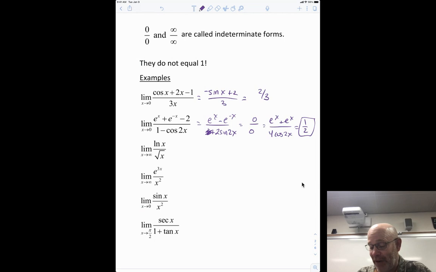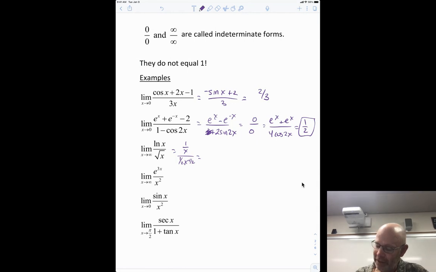So this time we have an infinity. So natural log of infinity is infinity. So it's getting bigger and bigger and bigger. So this is infinity over infinity. So 1 over x for the derivative of natural log. This would be 1/2 x to the negative 1/2. A lot of times you want to do some simplifying here.